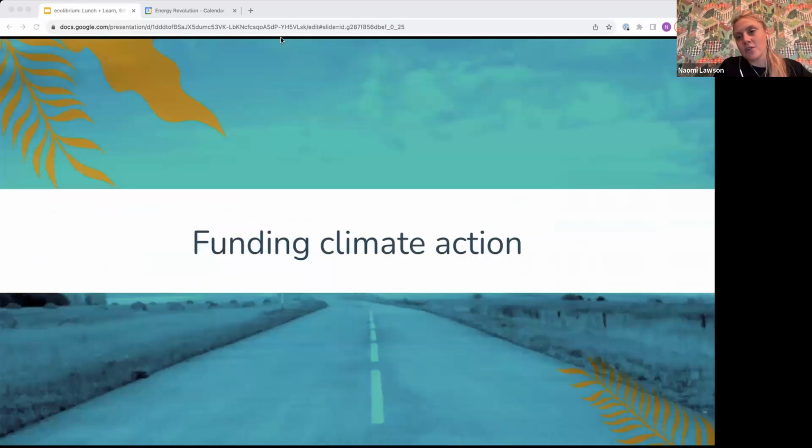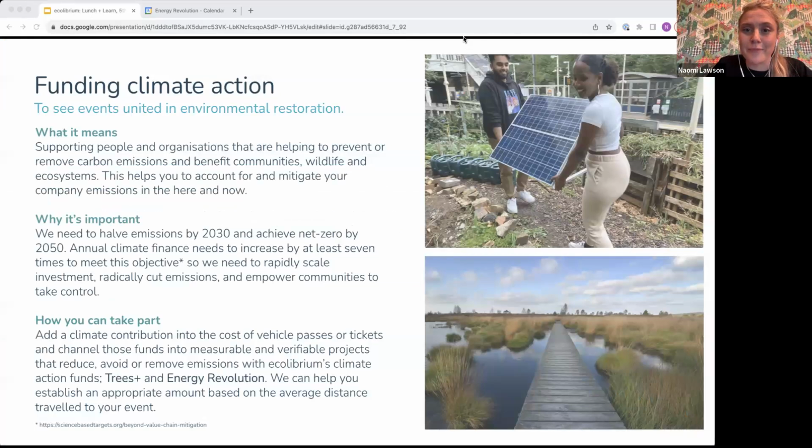And then just finally, before I hand over to Agamemnon, who I think has joined now, it could flow quite nicely. I'll just speak to you a bit about funding climate action, starting with what it means, which is, for us, supporting people and organizations that are helping to prevent or remove carbon emissions and benefit communities, wildlife, and ecosystems. And that helps you to account for your company emissions in the here and now, whilst you're on the journey to making reductions as well.